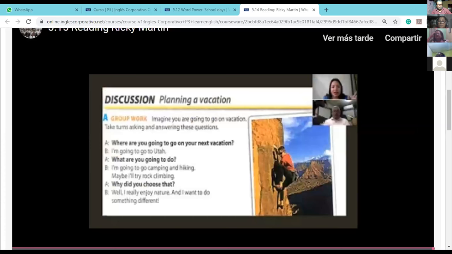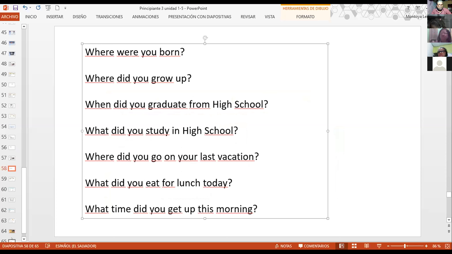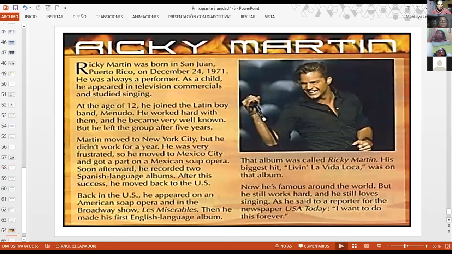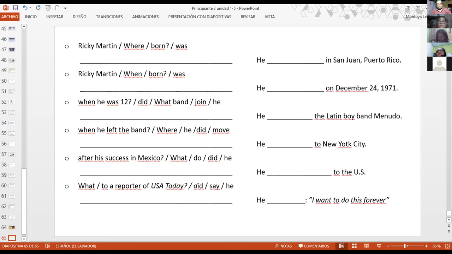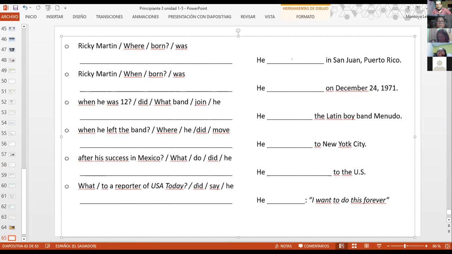Okay, Ricky Martin. Now, I have some questions for you about Ricky Martin, but they are not in order. Okay, you have to write the questions in the correct order and then respond to the question. For example, let me write this. What is the correct order for this question?